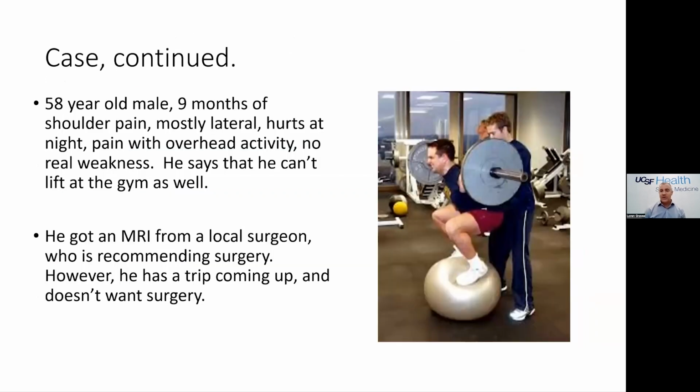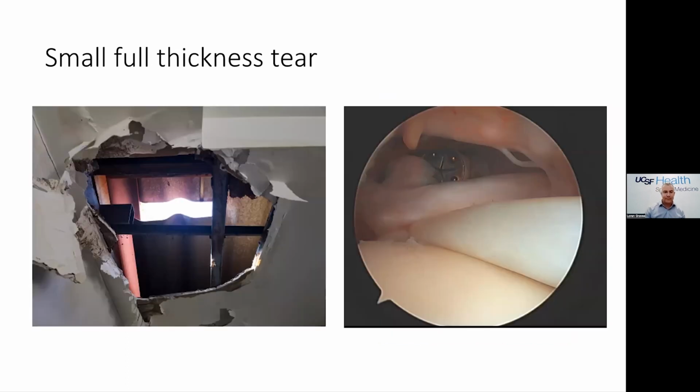Okay, so unfortunately he comes back. He's now had about 9 months of shoulder pain. It's mostly lateral, still hurts at night, pain with overactivity. He's not really weak, but he's really stopped his gym activities. He gets an MRI from the local surgeon, who's recommending surgery for a small full thickness tear. But he's got this awesome trip. He hasn't traveled since COVID. He really wants to go to Europe, and he doesn't want to cancel this trip. And he wants to know, do I need to have surgery now?